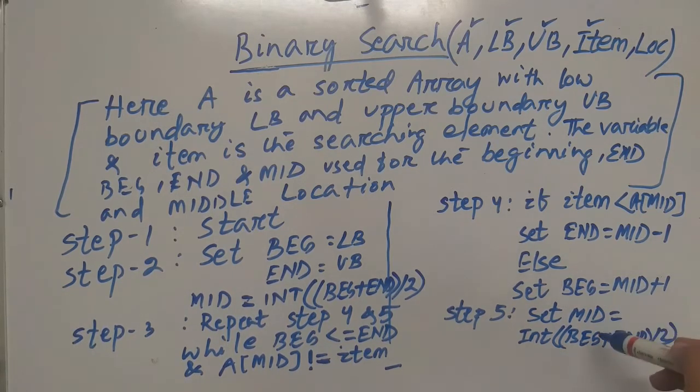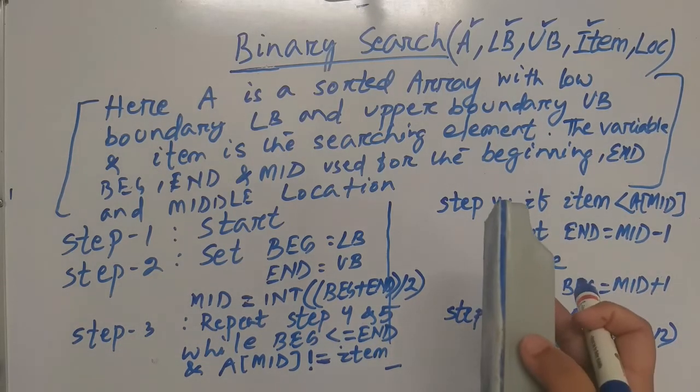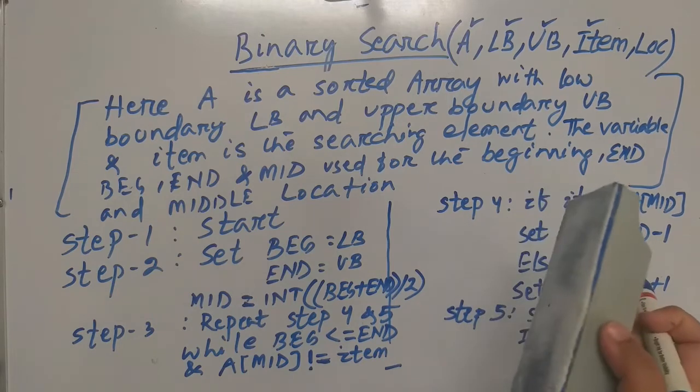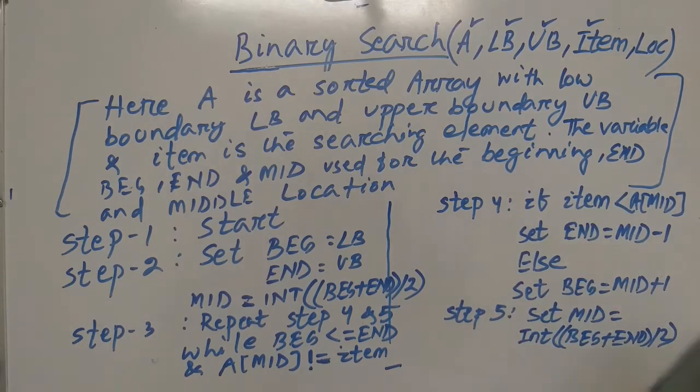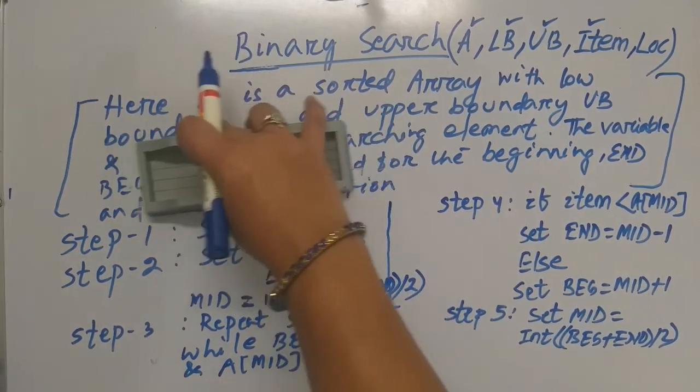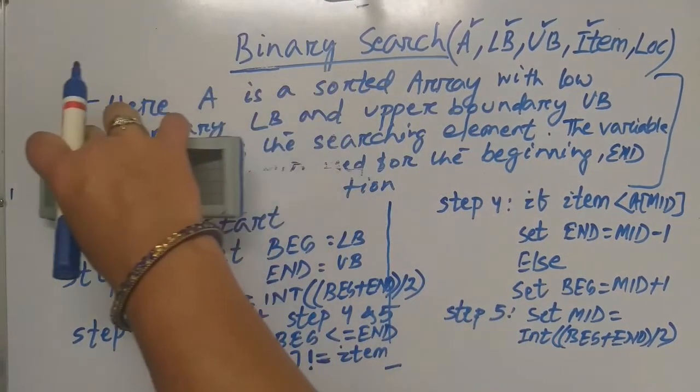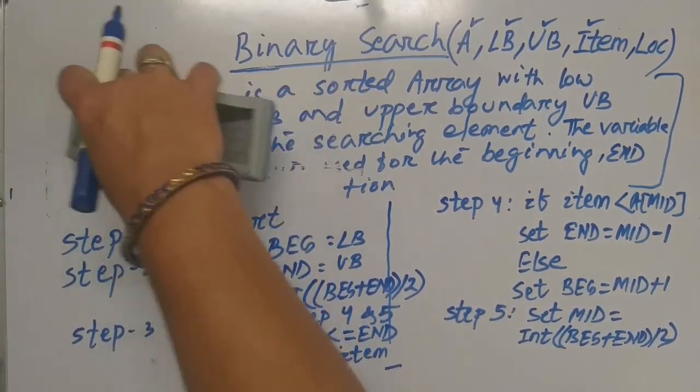So next, what is our beginning and end position? We add them and divide by 2 to find the next mid position, because in every case we search whether the particular item is in the mid position or not. We first compare it with the mid position.